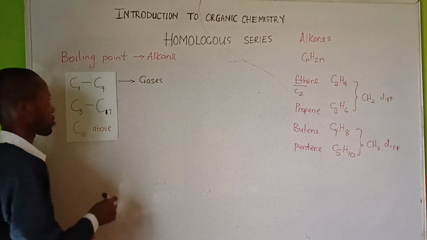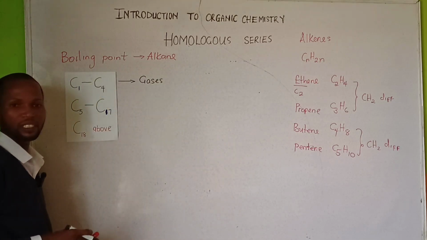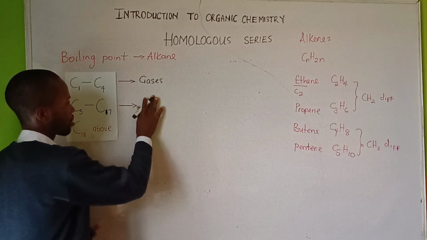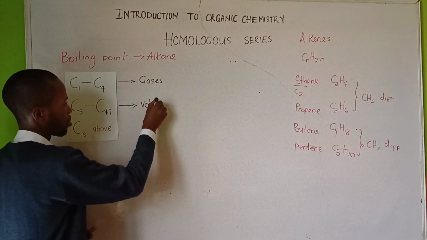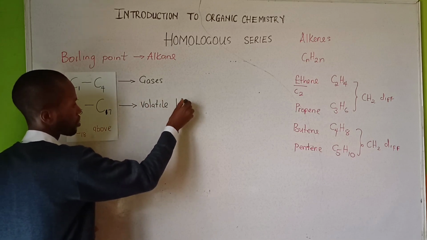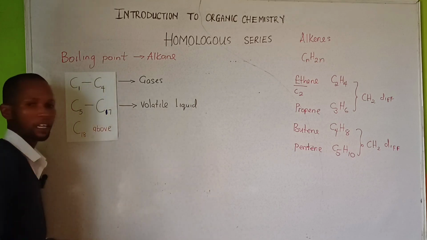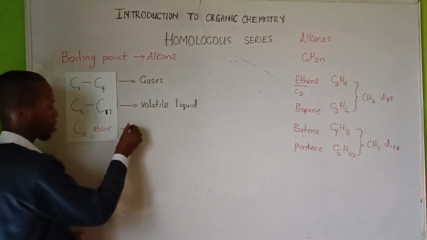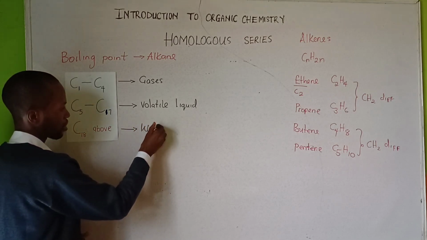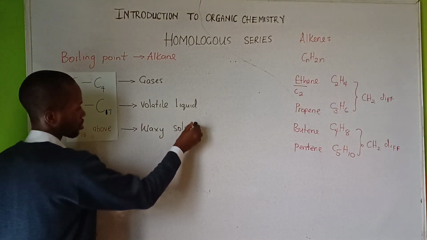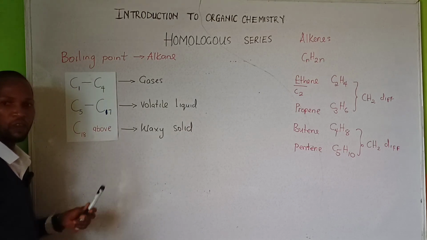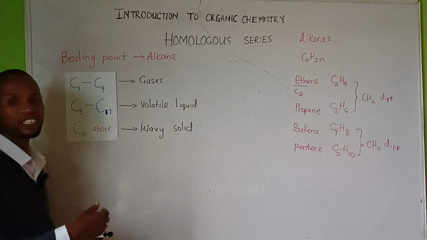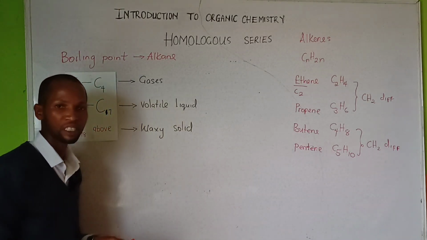The carbon 5 to carbon 17 of the alkane, they are volatile liquids. Okay, carbon 18 of the alkane and above, they are waxy solids. So we've been able to consider the state of the alkane as the number of carbon atoms per molecule increases.